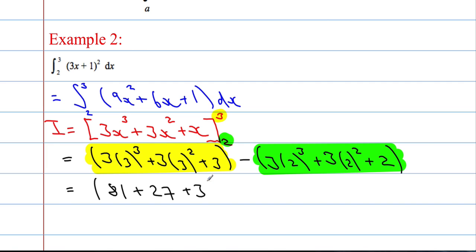And we need to add on 3. And then I'm going to take away 2 cubed, which is 8. 8 times 3 is 24. 2 squared is 4. 4 times 3 is 12. And adding on that 2.